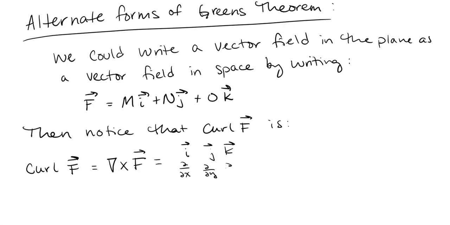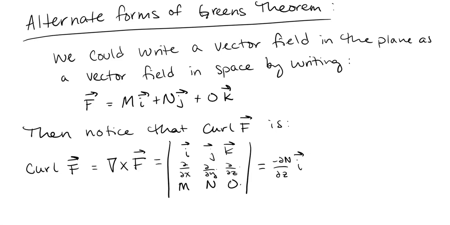So the partial of x, the partial of y, and the partial of z. And then those will be operated on the components of f, which we're going to use as m, n, and 0. And all of this is in that determinant form. So then this would be the i times that partial of y of 0, which is just going to be 0, and then minus the partial of n with respect to z.